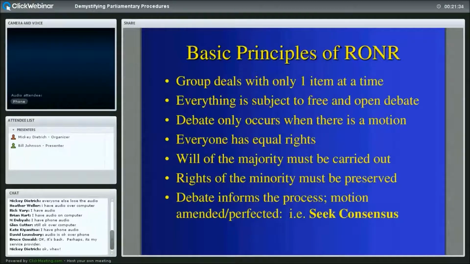All right, so here let's take a little time going through this, because the basic principles, and the abbreviation is Robert's Rules of Order Newly Revised. That's how they abbreviate it, RONR. So you'll see that in a few places where I didn't want to type out the full name. But under Robert's Rules, the group is only working on one item at a time. That's very important. So the whole issue of tangents and getting distracted.